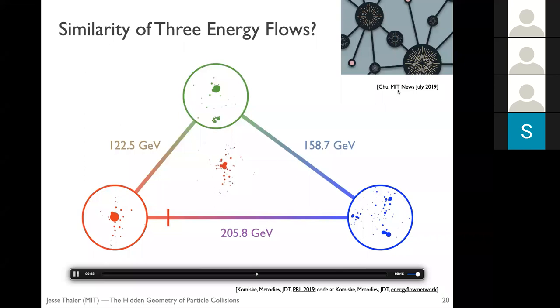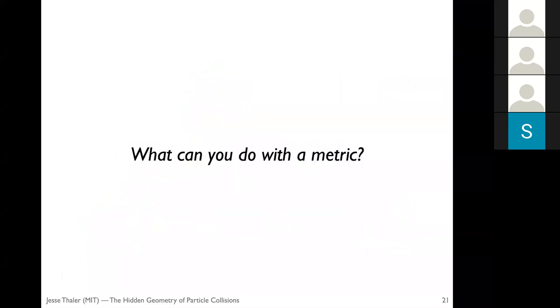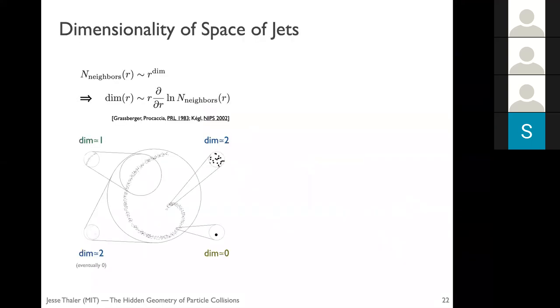Okay, so we now have this notion of a metric, and what can you do with it? Let me just give a few examples, because I want to focus on more recent work, but here are some things you can do with the metric. One thing you can do is talk about the dimensionality of your space. Intuitively, if you want to figure out the dimension of the space you're living in and you're a point, you can ask, how many neighbors do I have at a given distance r?